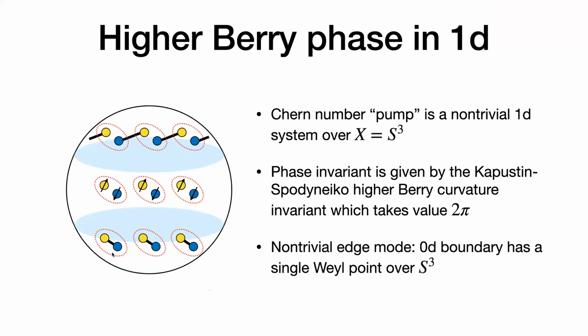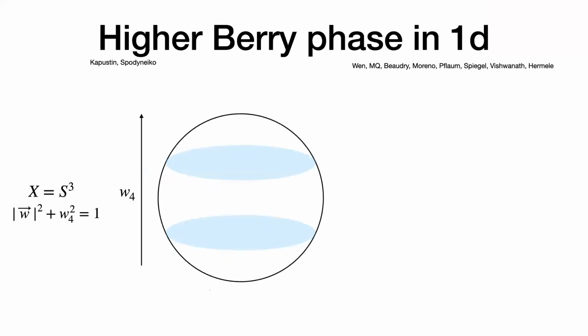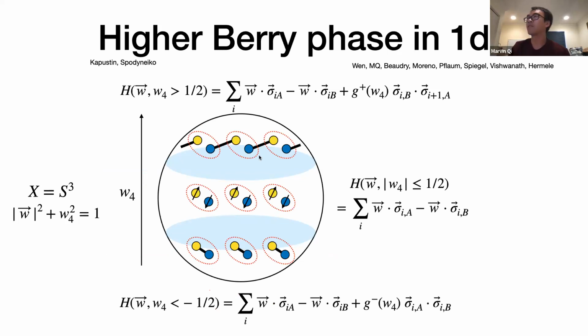The functions G plus and G minus, you can take to be just turning on W4 linearly. You can think of this one as W4 and this one as minus W4, and it vanishes when W4 is a half, such that it's continuous. Yes, exactly. So it turns on here and interpolates between 0 and 1, and similarly here, it turns on and interpolates between 0 and 1. Exactly. Thanks.